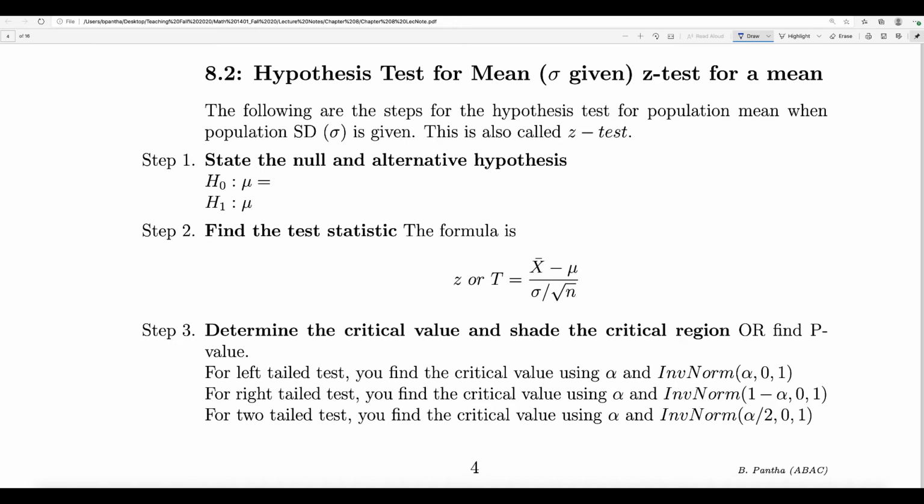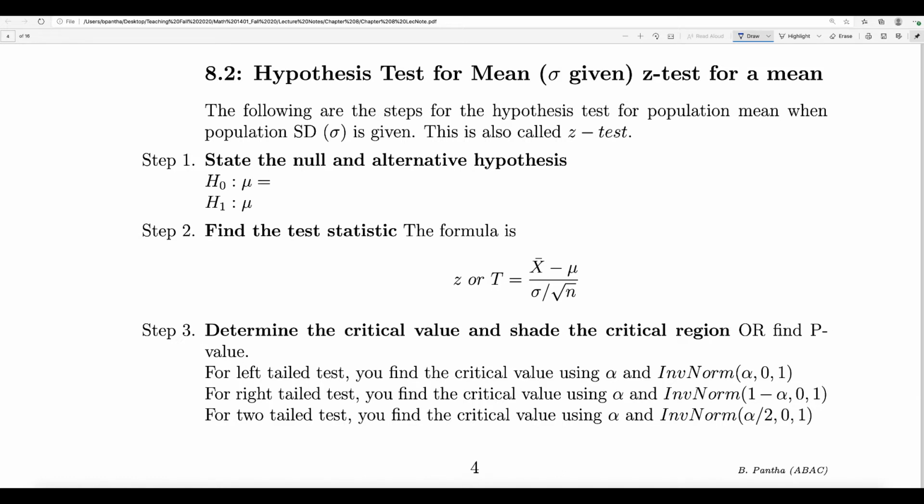In the last video, we talked about the steps of the hypothesis test, right? What were the steps? The first step was writing the null and alternative hypothesis. Second step was finding the test value or the test statistic. So that test statistic formula depends on what you are testing for, okay? Step number 3 is finding the critical value and critical region, or find the p-value, okay? And step number 4 is decision, write the conclusion or decision. That is all. There were 4 steps, okay?